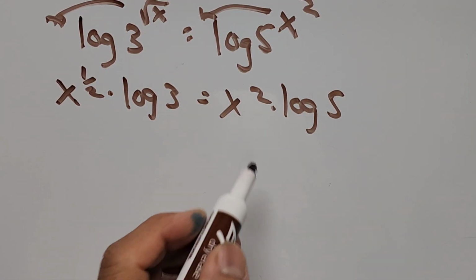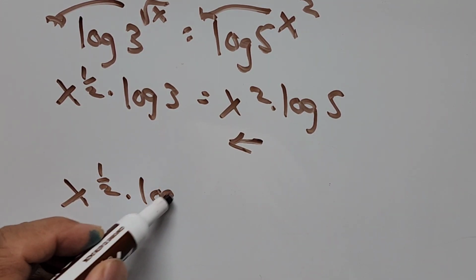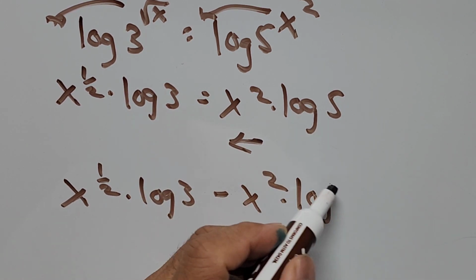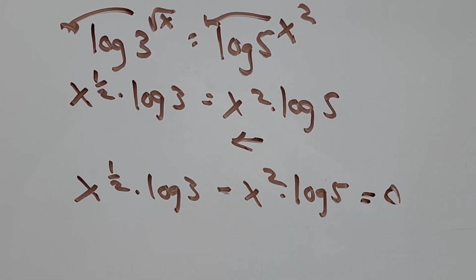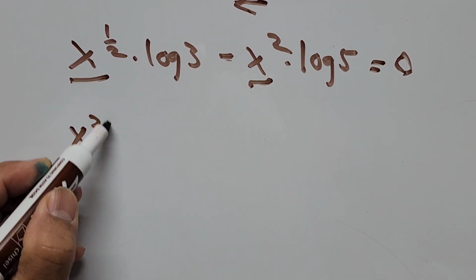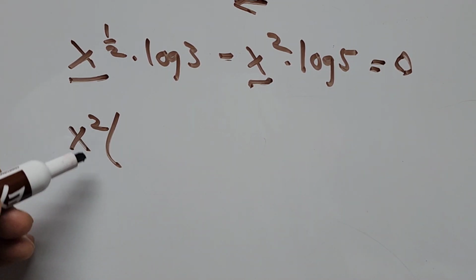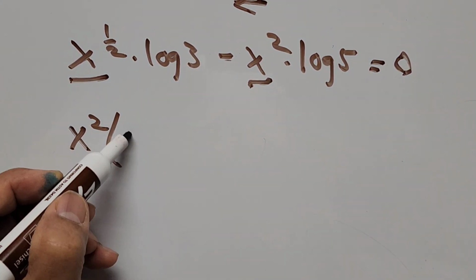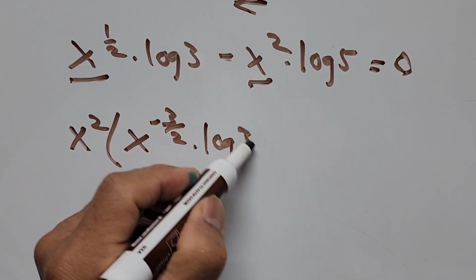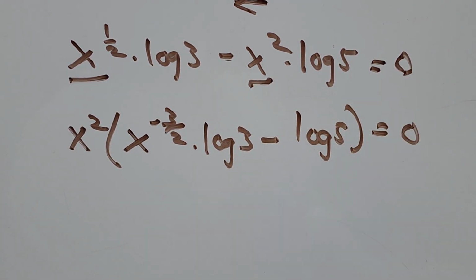Taking the variable to the left, we have now x to the power of 1/2 times log of 3 minus x squared times log of 5 equals 0. From here, factoring out x squared times the quantity, first term on the left, x to the power of 1/2 divided by x squared, so that will become x to the power of -3/2 times log of 3 minus log of 5 equals 0.